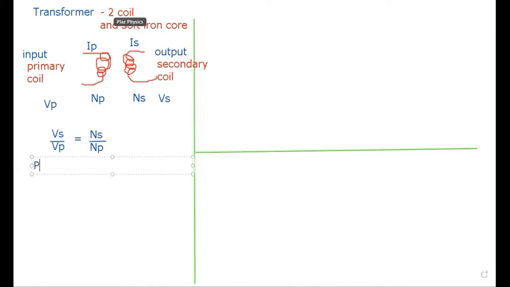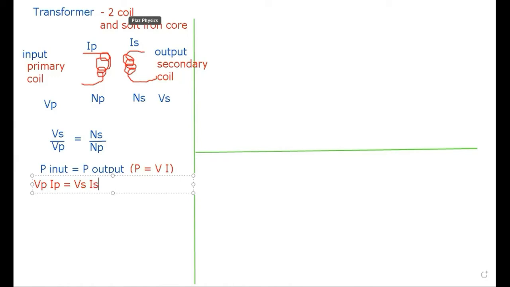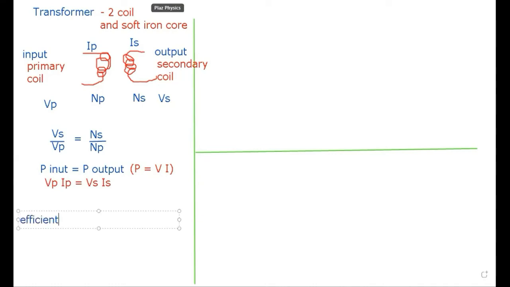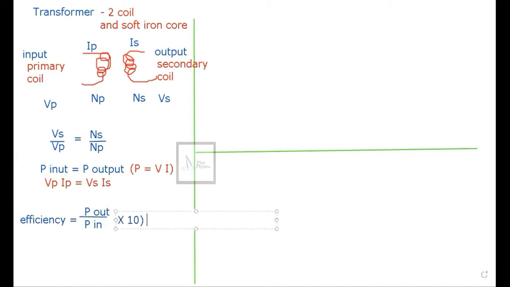Okay. The second formula will be power. Input first. Power input equals power output. They are equal. Power equals VI. We can change it: power VP IP equals VS IS. Okay, this one is the second formula for the transformer. The last main formula is the third: efficiency. You can say output divided by input. Then normally we write in percentage, times 100%. Sometimes the question gives you a fraction, that also can.